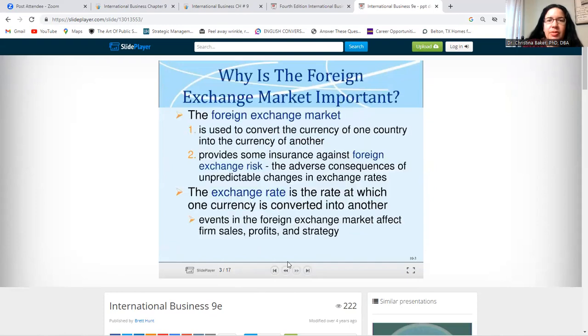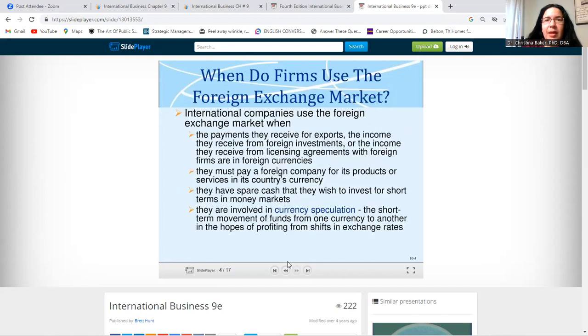Okay. So why is the foreign exchange market important? The foreign exchange market is used to convert the currency of one country into the currency of another. It provides some insurance against foreign exchange risk, the adverse consequences of unpredictable changes in exchange rates. And the exchange rate is the rate at which one currency is converted into another. Events in the foreign exchange market affect firm sales, profits, and strategy.